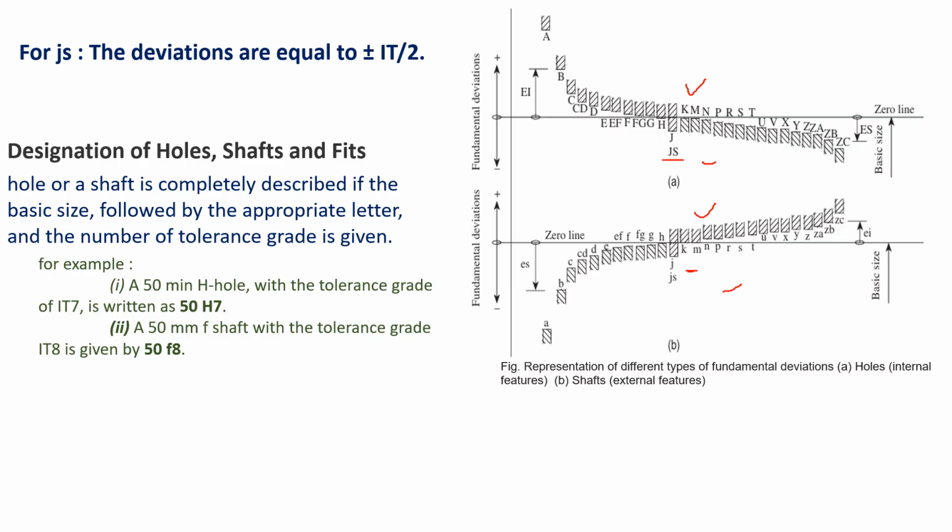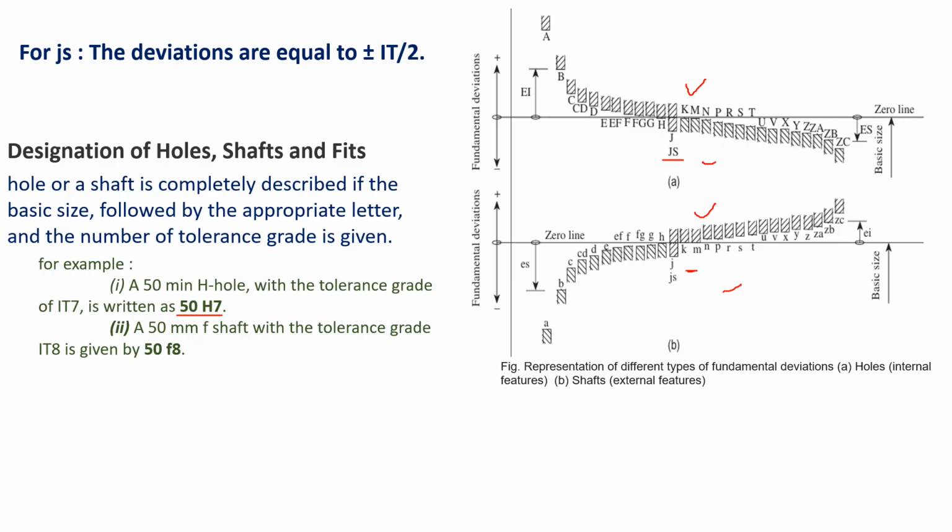So next we have to look at how to designate the hole, shaft and fits. The hole and the shaft are completely described by the basic size, followed by the letter, that is the deviation, and the number, that is the tolerance grade. For example, to represent a hole, let's consider the basic size is 50 mm and an H type of hole with the tolerance grade of IT7. This can be written as 50 H7.